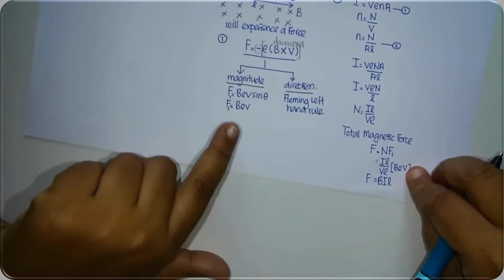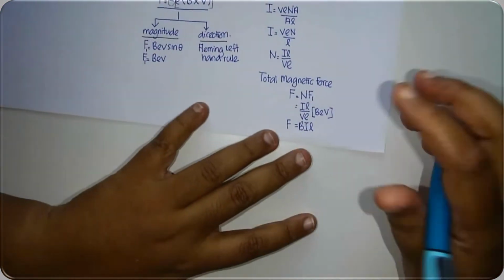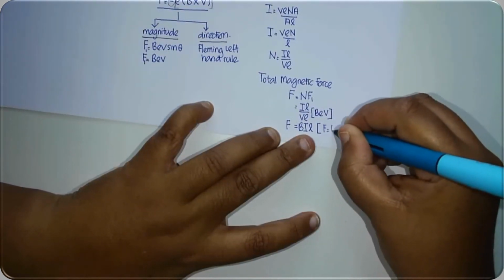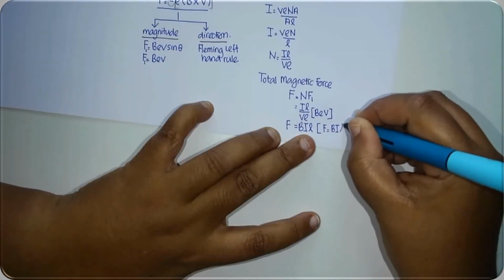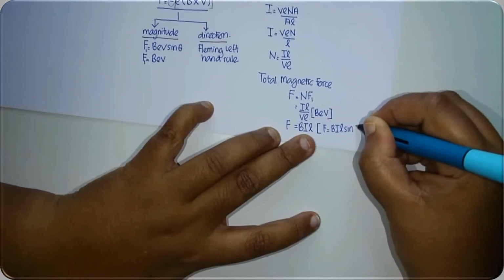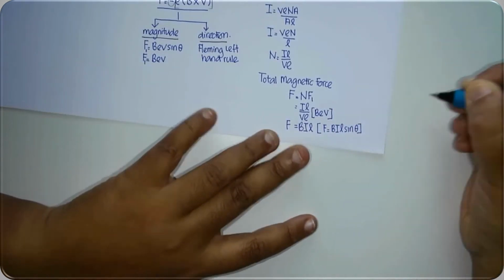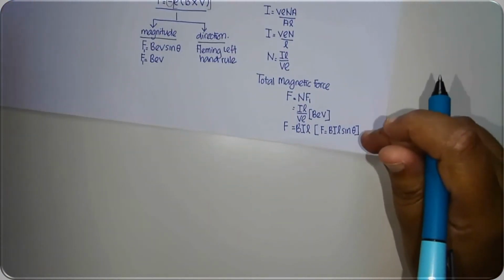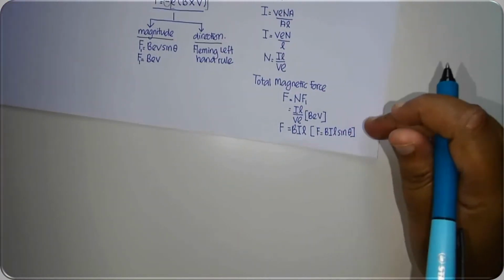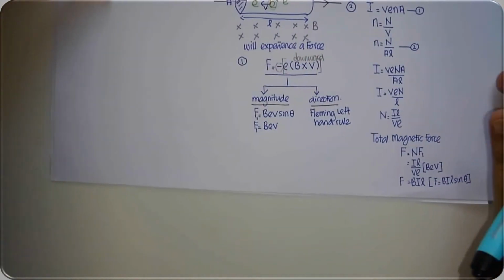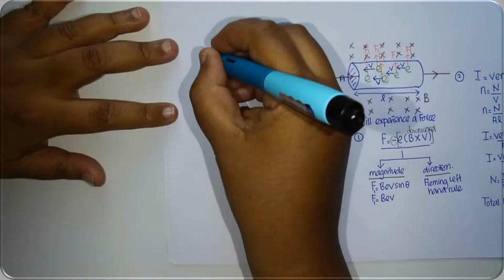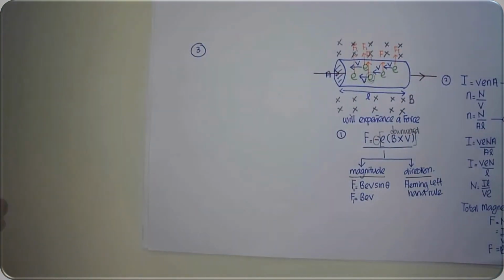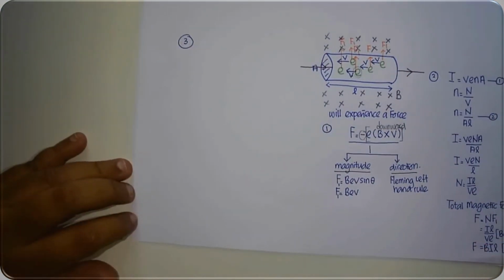If I substitute BEV sine theta, then I can also get the formula F equals BIL sine theta. So I have already found the magnitude of the force. Now the third concept is to understand the force on the current carrying conductor.